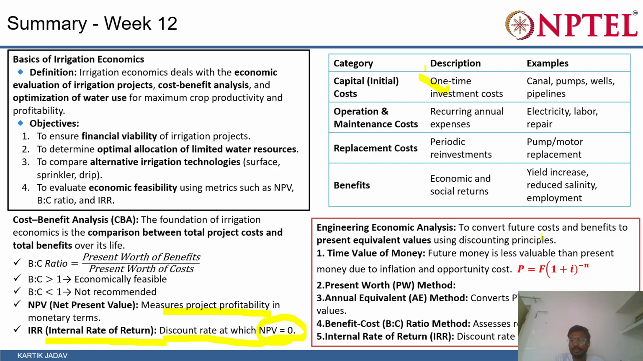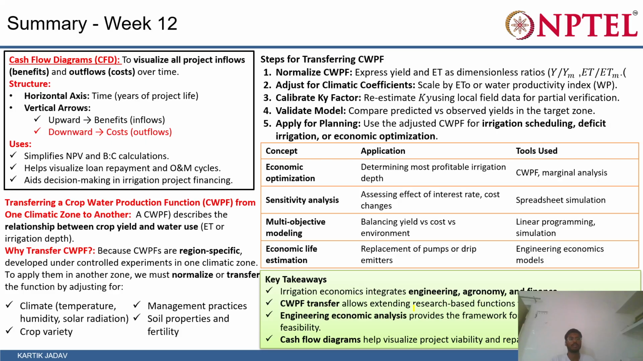Then engineering economic analysis. So to convert the future costs and benefits to present equivalent values using discounting principles. In that you have the time value of money, then the present worth method, annual equivalent method, benefit cost ratio method, and internal rate of return method. All these are very important that you have looked over.